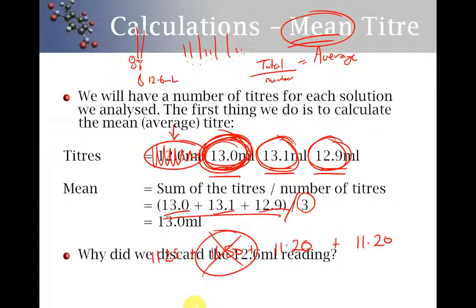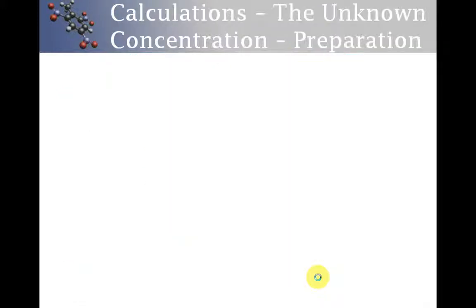Excellent. Let's move on. Why do we discard the 12.6, sorry, reading? Well, it's because it was an outlier. It was probably wrong somewhere along the way.